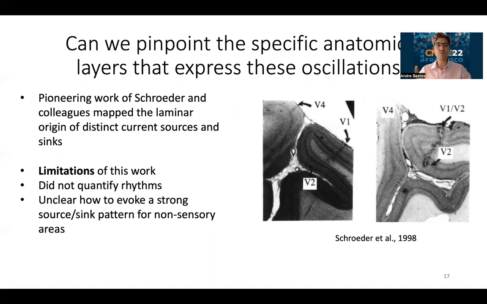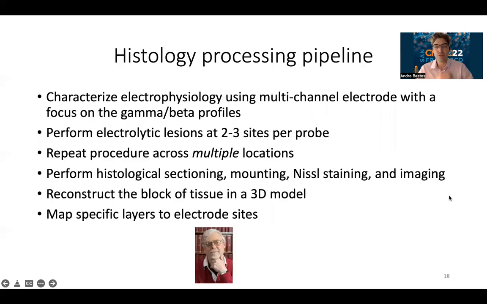As pioneering as this work was, it didn't quantify the exact layers where rhythms were coming from. And it also relied on this current source density method, which necessitates that you have a strong excitatory stimulus. And it's not clear how to use this method for non-sensory areas, like prefrontal cortex, which still have very beautiful lamination, as I'll show in a minute.